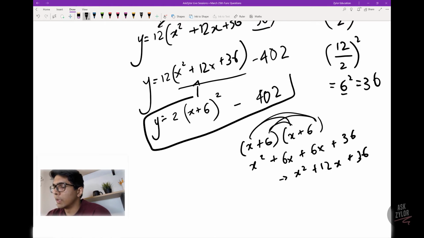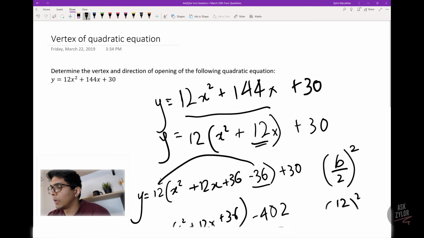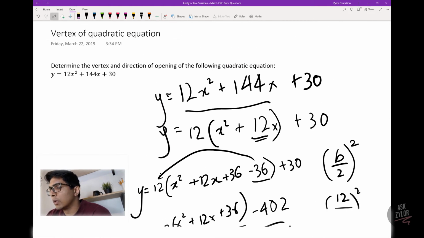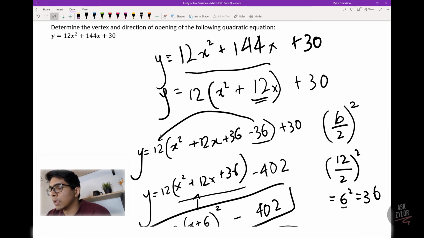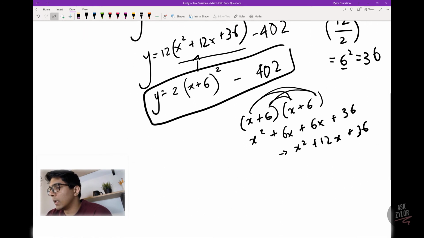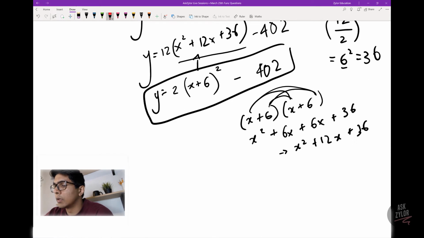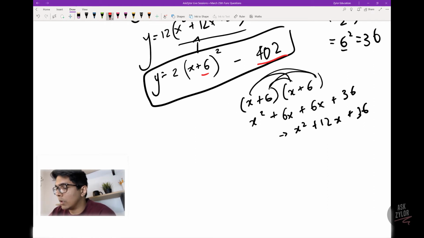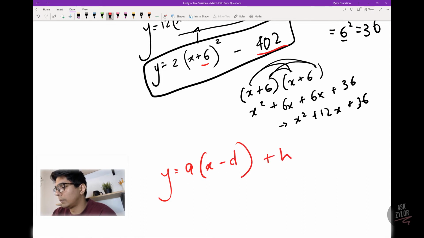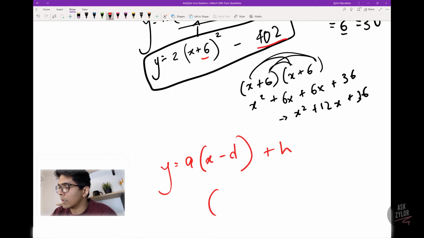So I got into vertex form, right? But they're asking me to tell them what the vertex is exactly. I'm going to get that from two numbers, this and this. The general equation for vertex form is y equals a(x minus d) squared plus h. And then your vertex is going to be at (d, h).